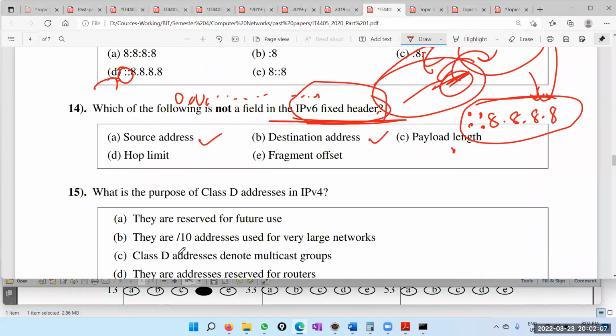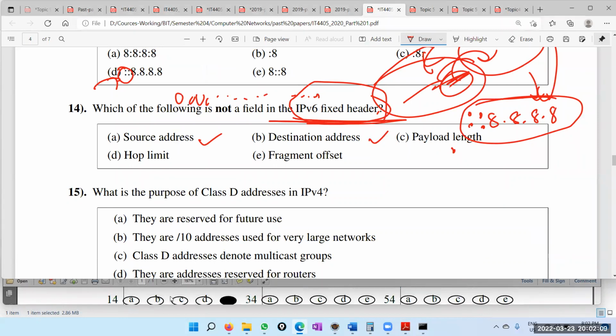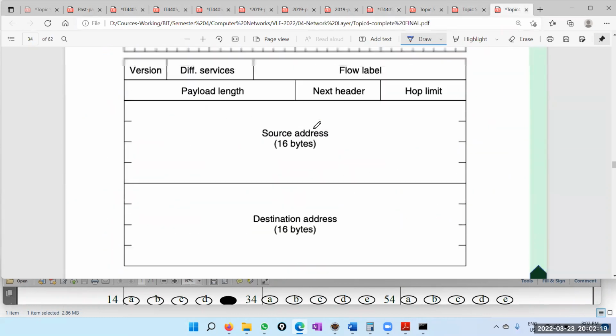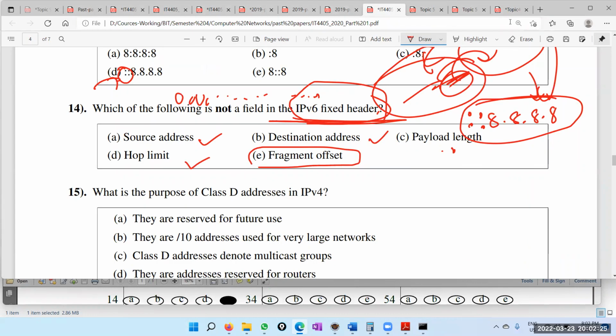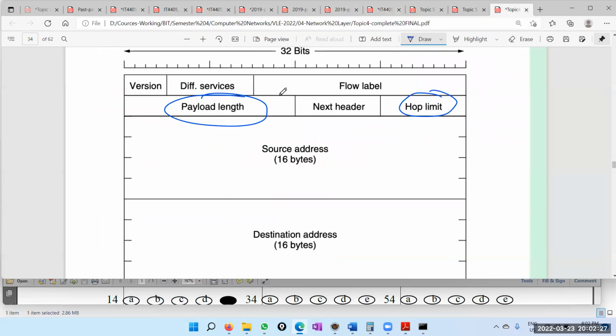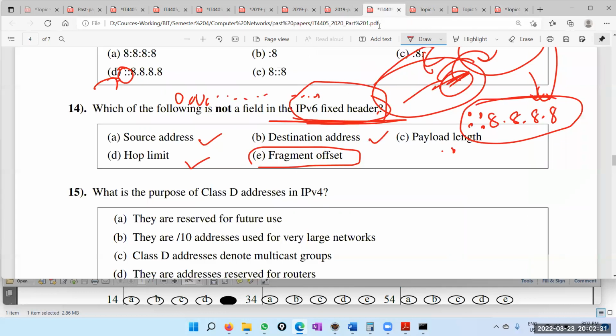Right. So the answer is E, fragment offset. Hop limit was there, right? Payload length, I think payload length was there. Yes, payload length was there. Hop limit is there. Payload length is there. So the answer is obviously fragment. There's nothing called fragment offset here. I think fragment offset is in the TCP header.